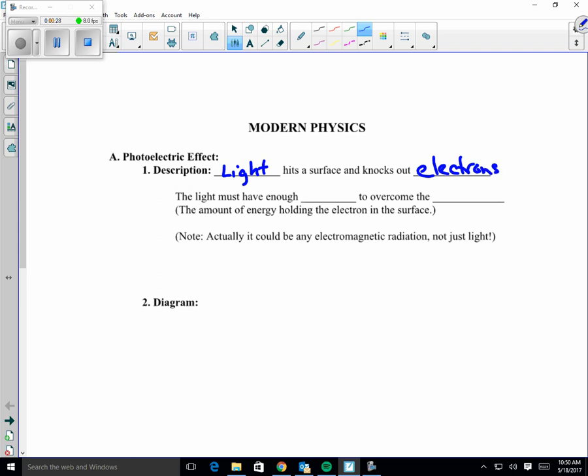In order to knock out the electrons, the light must have enough energy to overcome the energy holding the electron in the surface. And they gave that the name, the work function. So the work function is an amount of energy, the energy holding the electron in. And I put a little note here, it could be any electromagnetic energy, not just light. An example of this is solar cells. Light hits a solar cell, knocks out electrons, and that starts a current flowing.